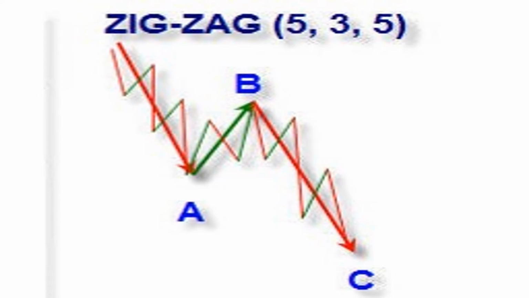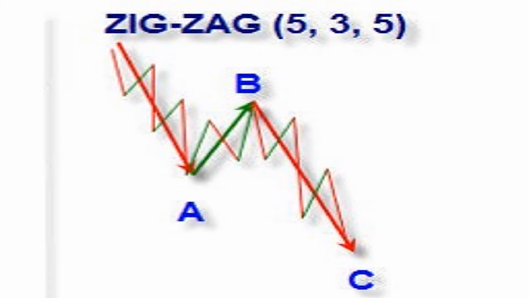Zigzag corrections consist of a 3-wave pattern that is labeled A, B, and C. In these corrections, waves A and C are impulsive waves, and wave B is a corrective wave. Wave B often retraces to 50 to 61.8% of wave A. It even extends beyond 61.8% in most cases. If you don't know why I'm using the number 61.8%, it's a Fibonacci number, but I would advise that you go back to the lesson on Fibonacci levels and retracements to understand what I'm talking about.